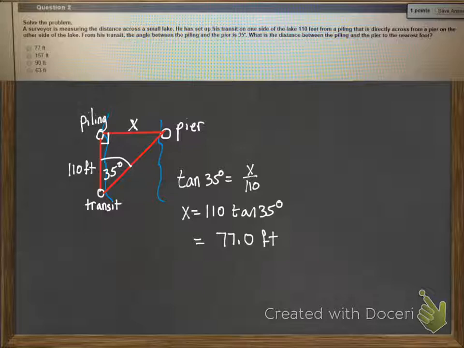Okay? And there we are. Hope this helps you as you try to tackle some of these problems involving applications of right triangles.